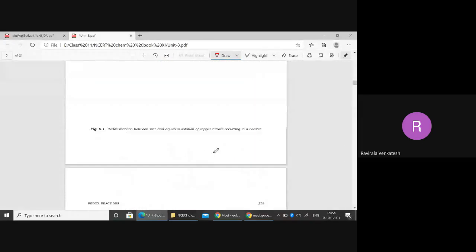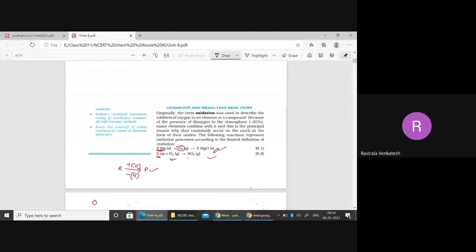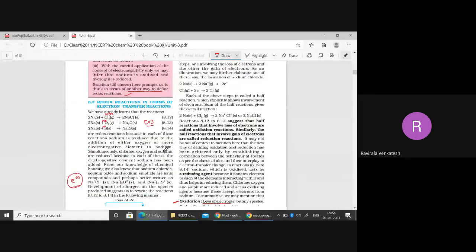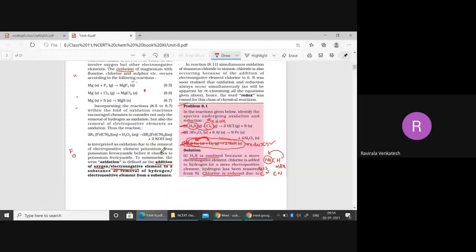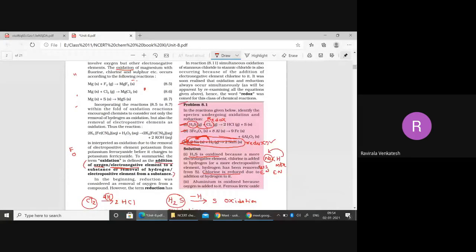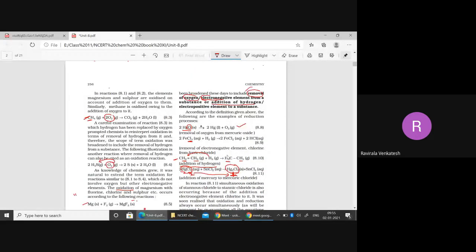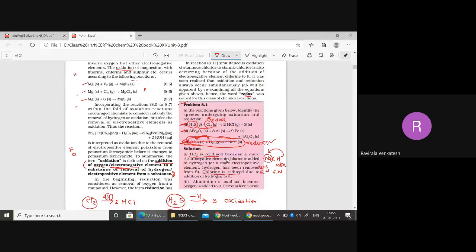So what is the homework today, beta, for you? This is the homework I have given you. You write all these reactions separately. Take a notebook and write down what is oxidation. You write these definitions. After writing the definition, take one or two examples like this. Next, what is reduction reaction? Take this definition and take one or two examples. Definition of oxidation, example. Definition of reduction, example. After that, what is the redox concept? Then you take problem number 8.1 in your notebook.